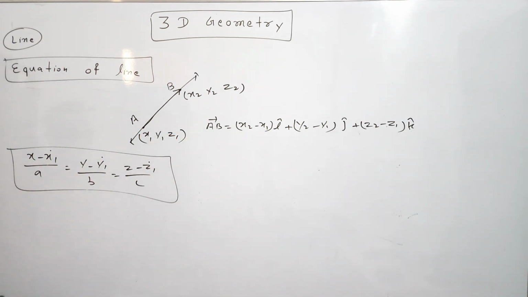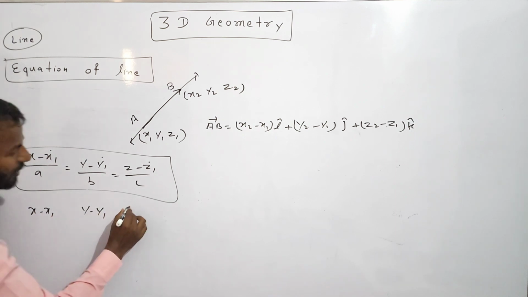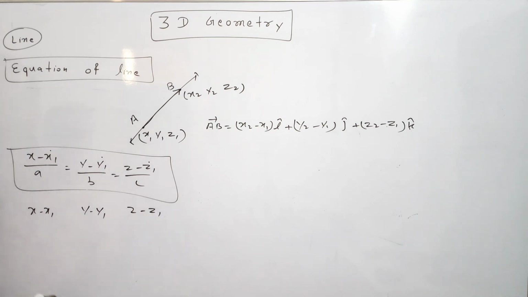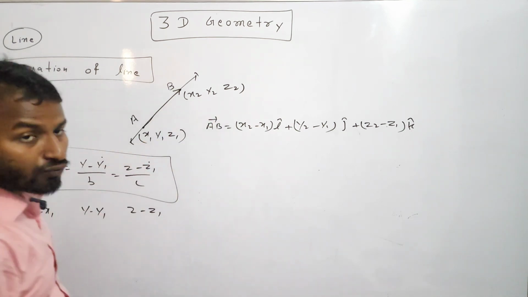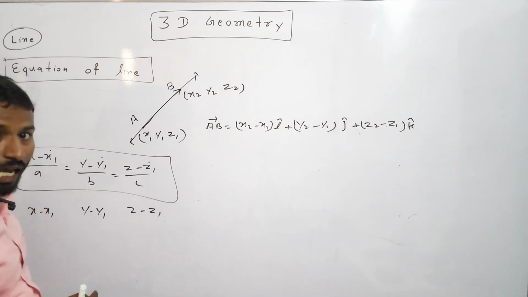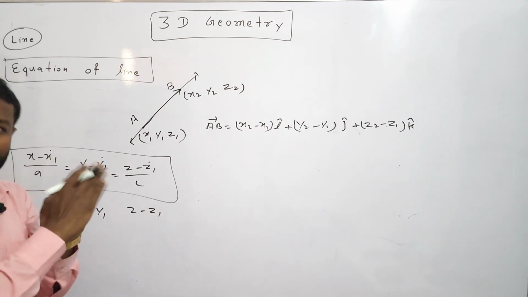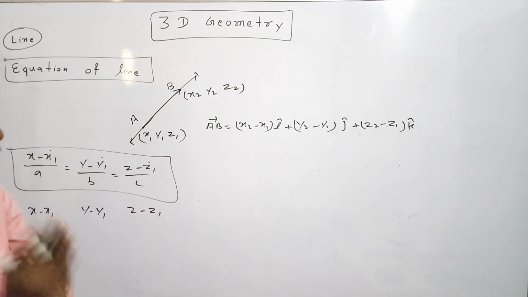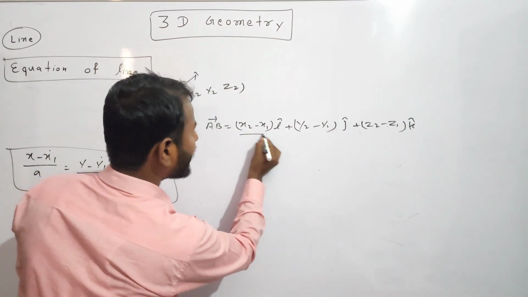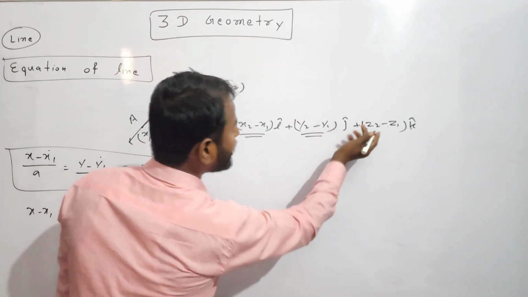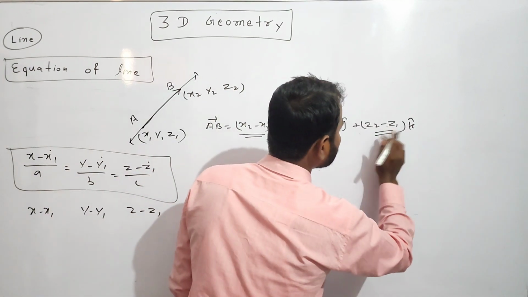So the new formula for the equation of line is x minus x1, y minus y1, z minus z1. In the previous one, the parallel vector is what? a i cap, b j cap, c k cap. Here, instead of writing a i cap, b j cap, c k cap, we write x2 minus x1 i cap, y2 minus y1 j cap, z2 minus z1 k cap.